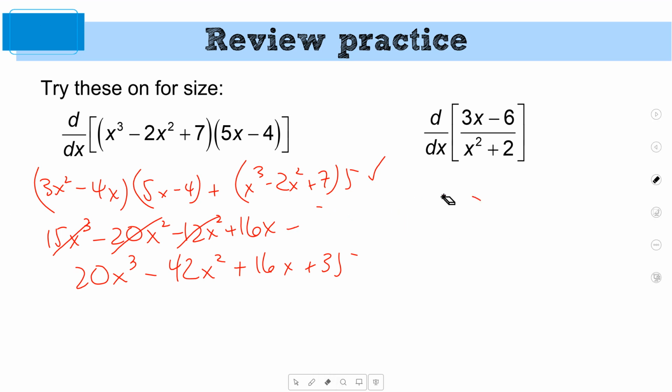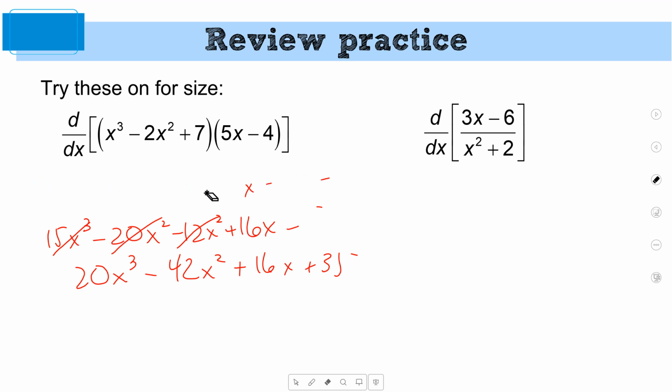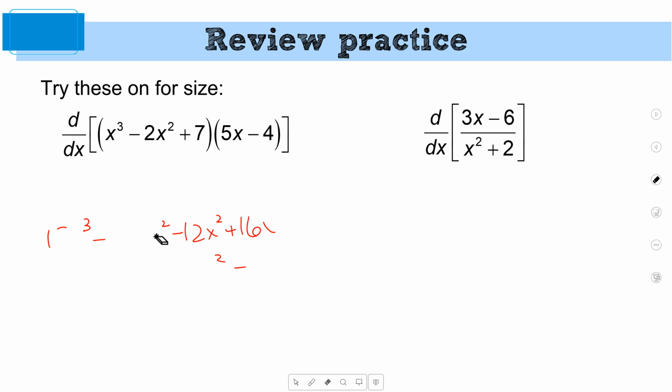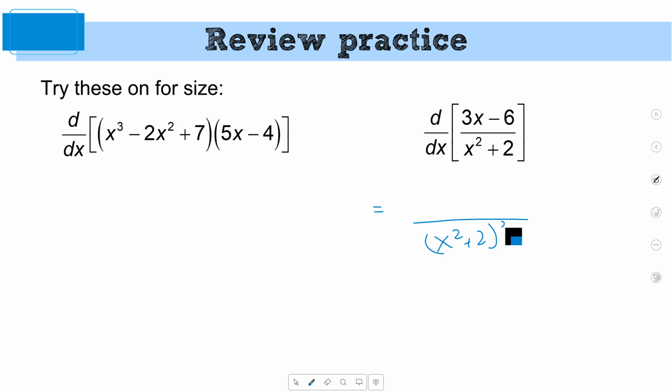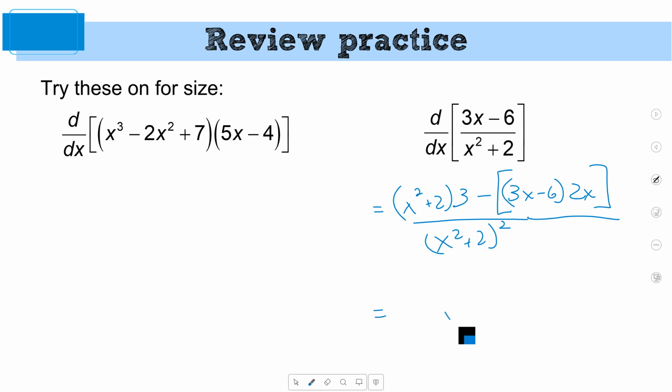All right, make some room here. And let's see how ugly this quotient rule gets. It's not bad? Good. Equals denominator squared. Bring the denominator up to the top, times the derivative of the numerator, minus big bracket: numerator times derivative of the denominator. Oh, that's not bad. How'd I do? Good. Okay, leave the denominator alone.